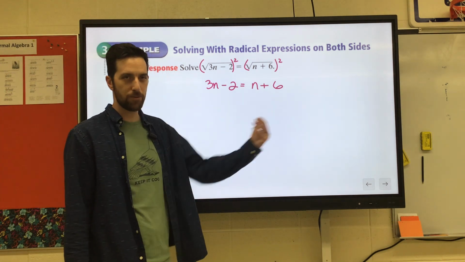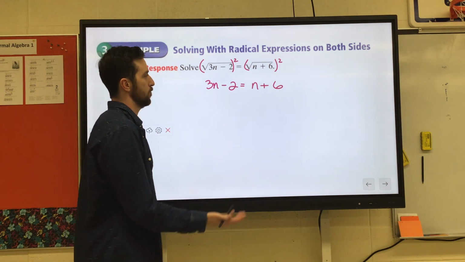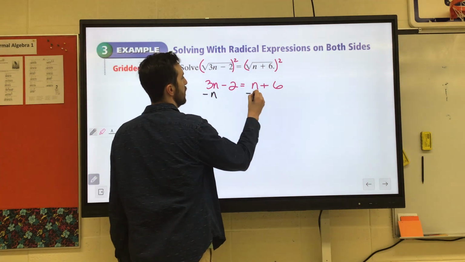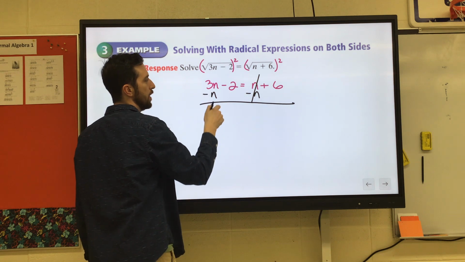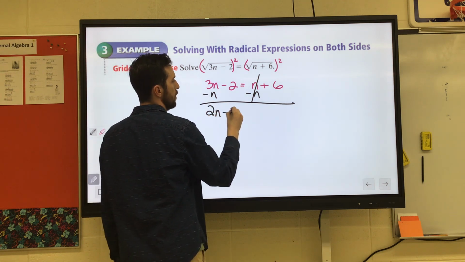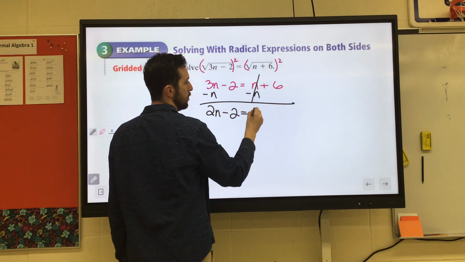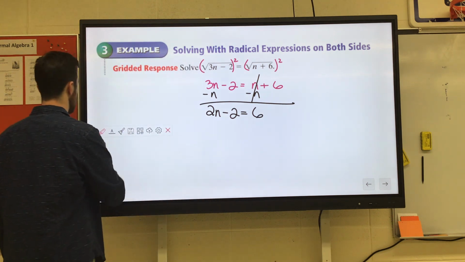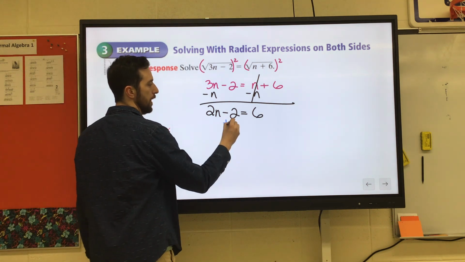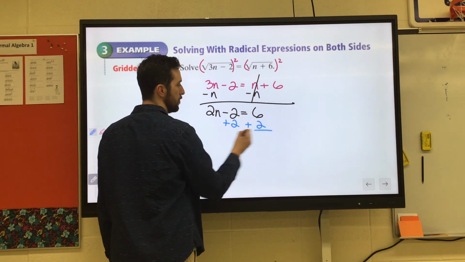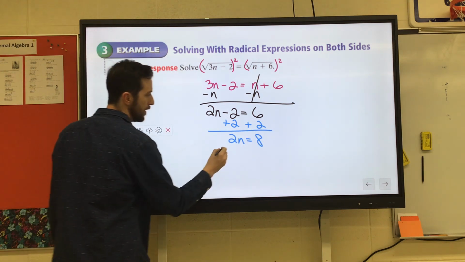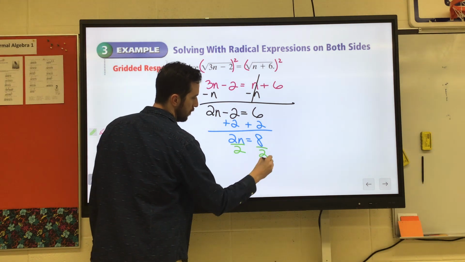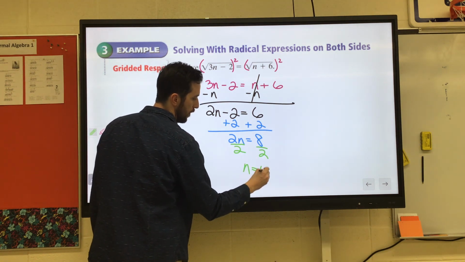You have n's on both sides of the equation here, so we'll have to subtract an n from both sides. N minus n will cancel over there. 3n minus 1n is 2n minus 2 equals, over here we just have 6. That's a 2-step equation. Heck, let's add 2 to both sides. 2n equals 8, and then we'll divide it by 2. We got n equals 4.